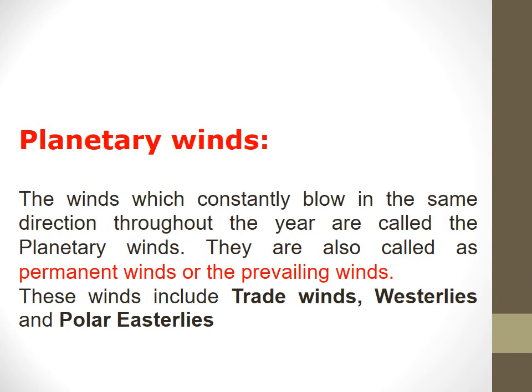Planetary winds. The winds which constantly blow in the same direction throughout the year are called the planetary winds. They are also called permanent winds or the prevailing winds. These winds include trade winds, westerlies, and polar easterlies. It will blow always in the same direction. ஒரே திசையில தான் வீசிக்கொண்டே இருக்கும். So it is also called permanent winds or the prevailing winds.